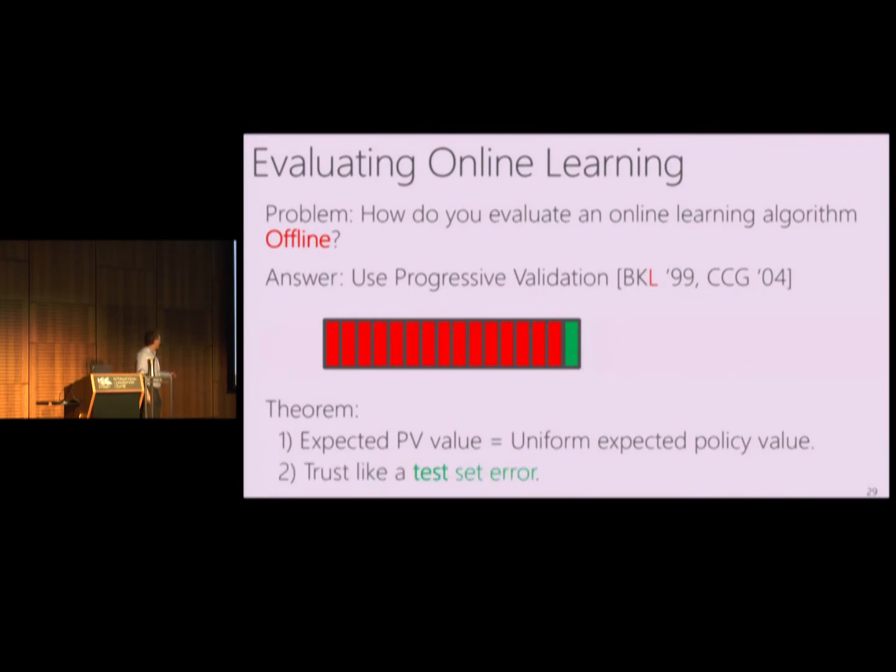And then you can also prove that, okay, so everybody knows that if you have a small test set, you don't trust the result very much. If you have a large test set, you trust the result quite a bit more. If you have a large training set, you may not trust the result because you could be overfitting in your learning process. So the critical thing about progressive validation is that it's like a test set. So if you have a large number of samples, you should trust the result in the same way that you trust a large test set.